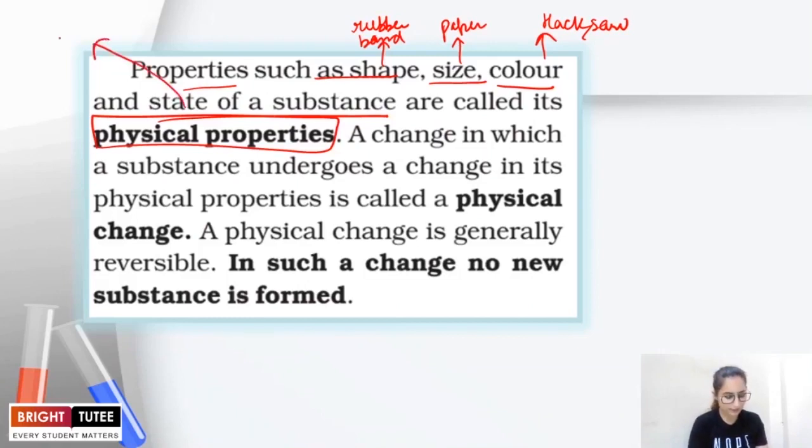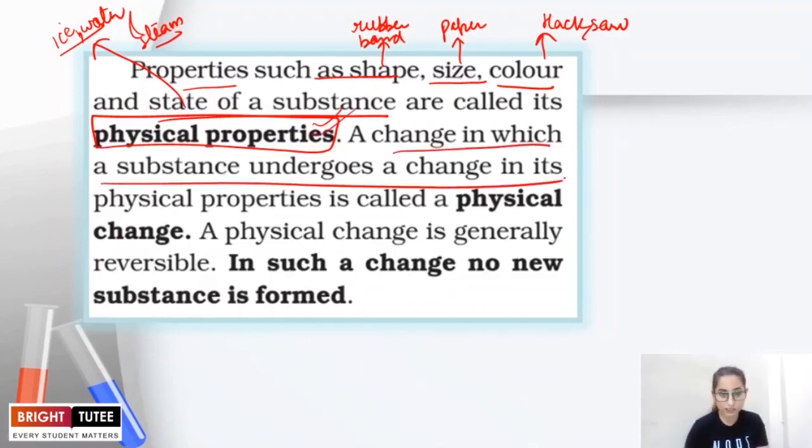Now state of the substance is related to ice, water, and steam activities, right? Because all these three are the states of a substance, which is water. Ice is the frozen state, water is the liquid state, and steam is the gaseous state. So these all activities indicated that these are the physical properties. A change in which a substance undergoes a change in its physical properties is called a physical change. A change in which a substance is undergoing only a change in physical properties, not any chemical properties. We will be discussing what chemical properties are. But if there is a change in physical properties only, then it is a physical change.